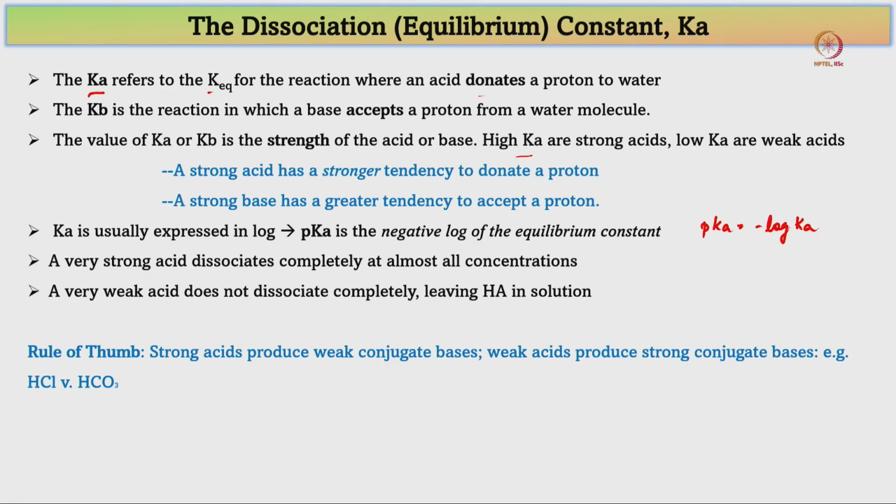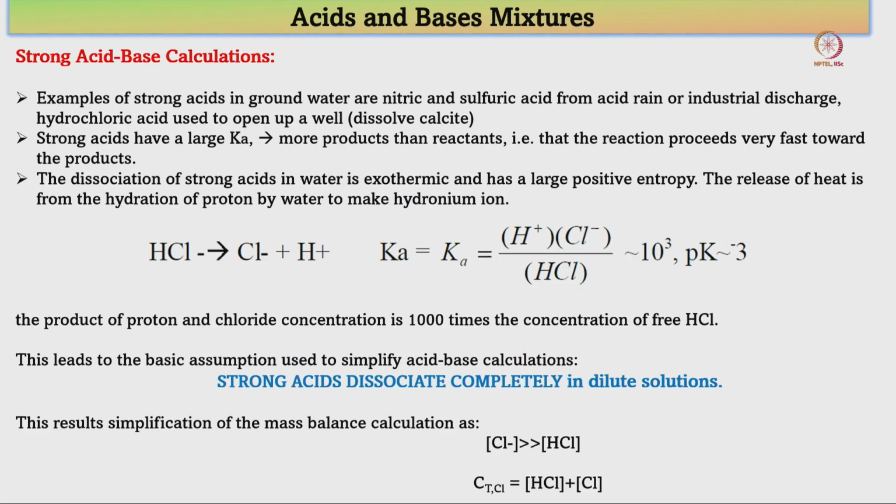A very strong acid dissociates completely at almost all concentrations. So, even if the concentrations are very high, it will dissociate completely. And a weak acid does not dissociate completely, leaving some undissociated acid in the solution. And now, as a rule of thumb, the strong acids have a weak conjugate base and the weak acids produce a strong conjugate base. So, that is just a rule of thumb.